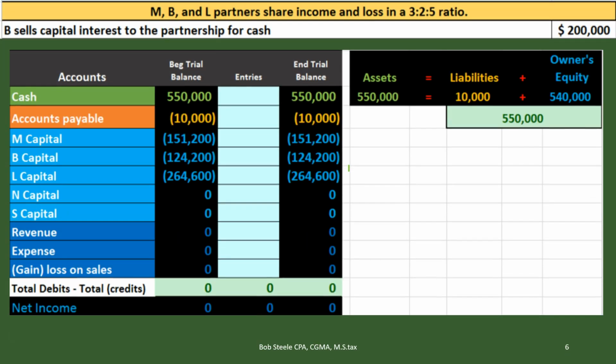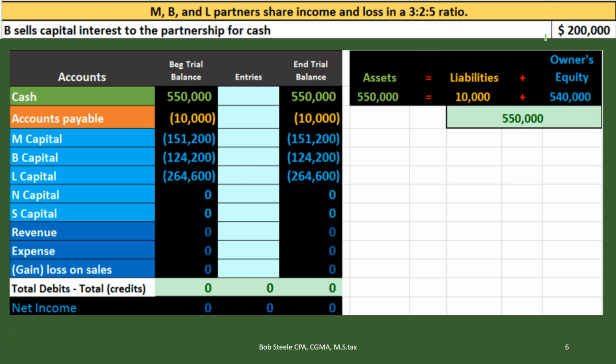So if we were to look at this in a slightly different way, what if B sells the capital interest to the partnership for cash? So now B's saying, hey, I need to leave, and I want to sell my partnership interest to the partnership. So now the other two partners, M and L, are basically going to buy out B in this case. So that's going to be the arrangement of the agreement. B is going to sell the capital account to the partners for cash of $200,000.